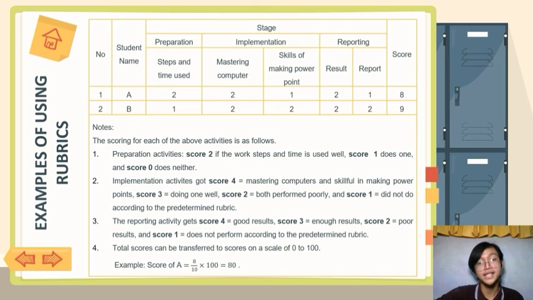And for reporting activities, get score 4 if students have good result. Get score 3 if enough result. Get score 2 if poor result, and score 1 for student doesn't perform according to the predetermined rubric. And the total score can be transferred to score on scale 0 until 100. Example, if we want to calculate the score of A, we can see on the table the score of A is 8. Then we divide by 10 and times by 100. So we get the score of A is 80.